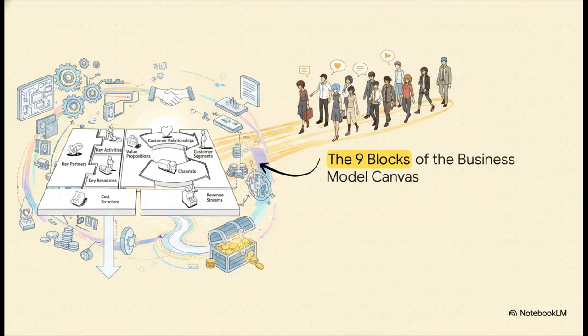We're talking everything from your customer segments, relationships, channels, and value proposition on one side, over to your key activities, resources, and partners on the other. And all of this sits right on top of your cost structure and revenue streams. It's a living, breathing document. You tweak one little block and it ripples through the whole entire model.